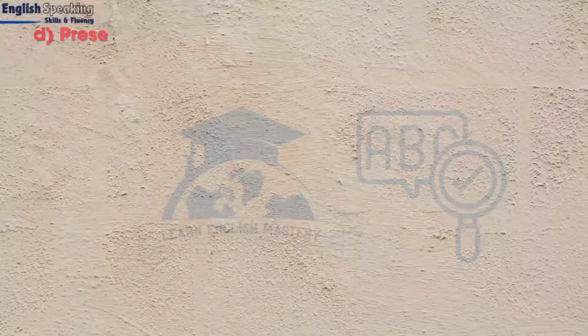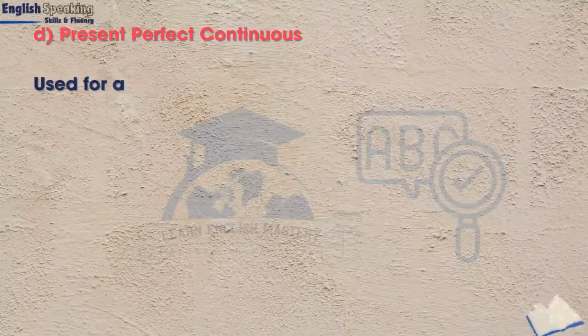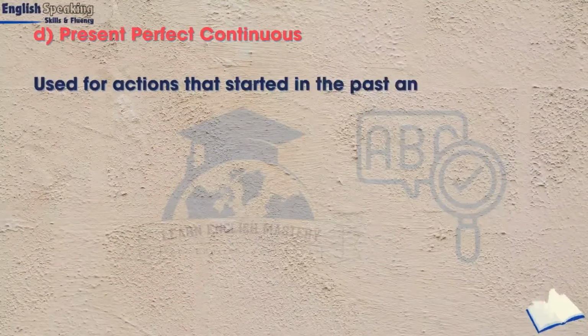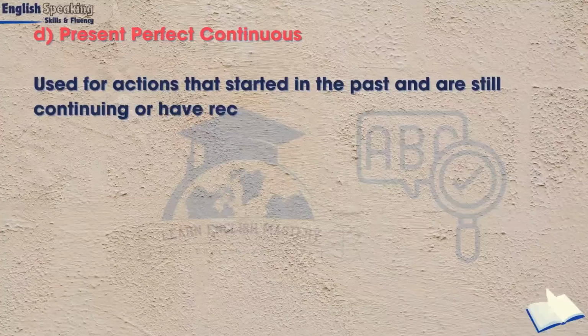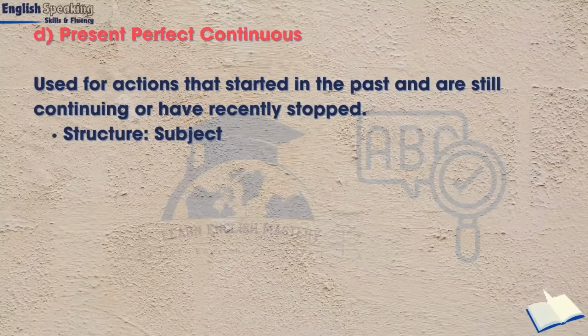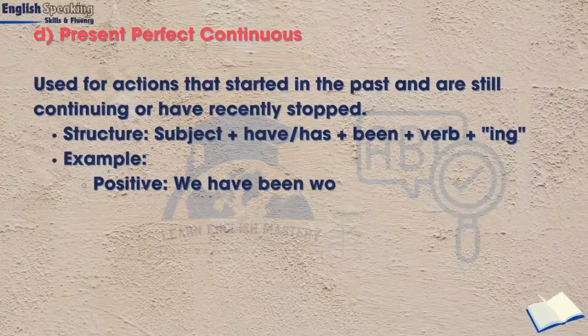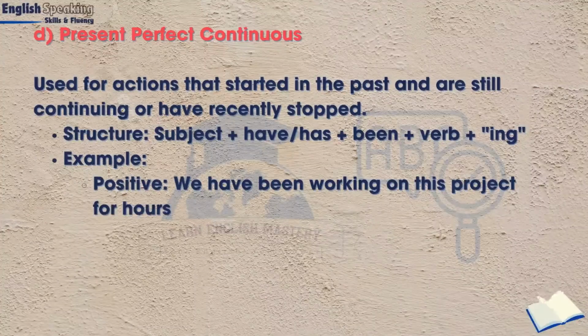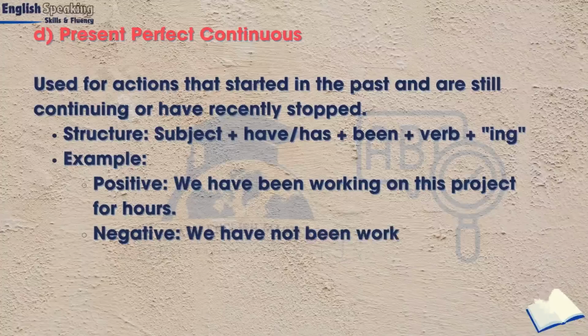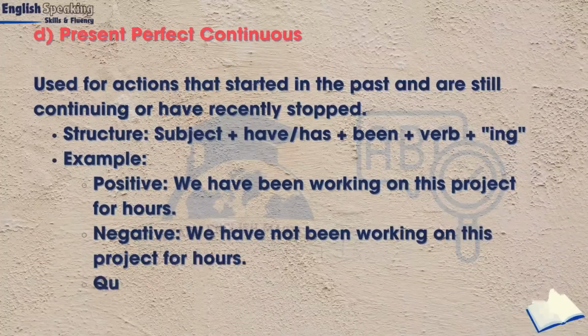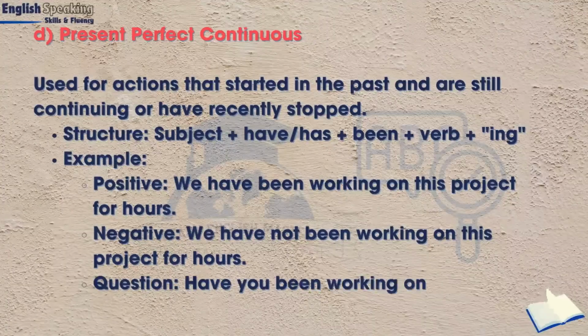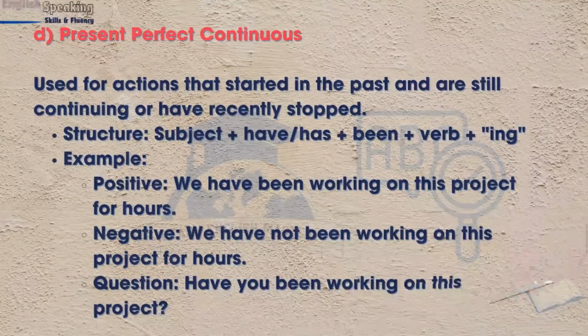d. Present perfect continuous, used for actions that started in the past and are still continuing or have recently stopped. Structure: subject + have/has been + verb-ing. Example: positive, we have been working on this project for hours. Negative, we have not been working on this project for hours. Question: have you been working on this project?